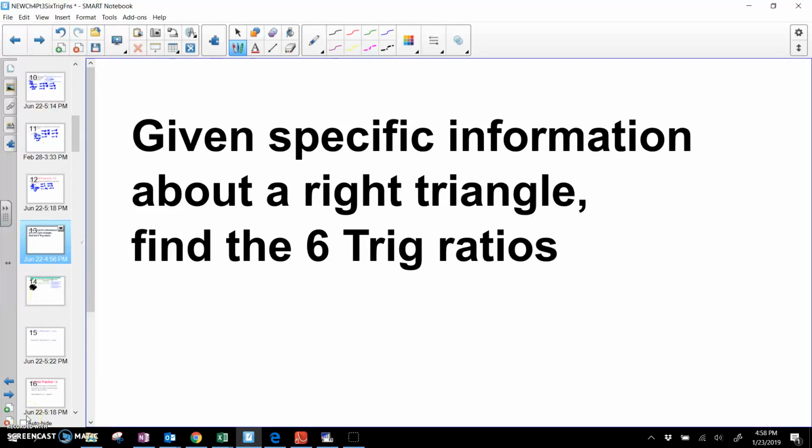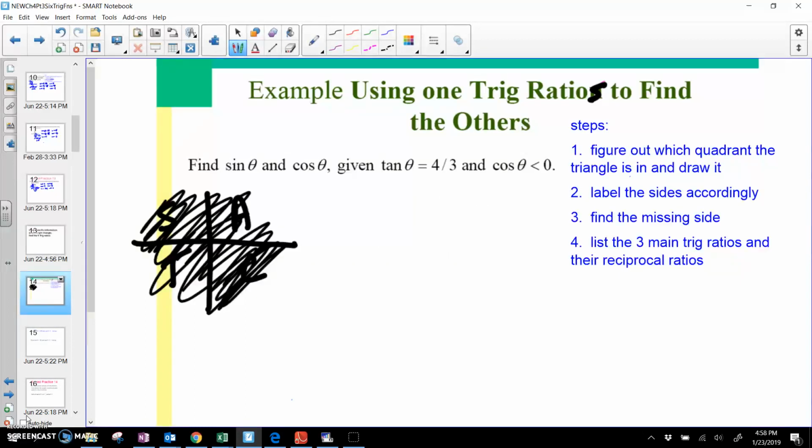Okay, so we're on to the third video of our 6 trig functions unit. In this video, we're going to talk about, if we're given specific information about a right triangle, how to find the 6 trig ratios, or be able to find some of the 6 trig ratios. So this one adds a level of difficulty. You can see in this example, using one trig ratio to find another.